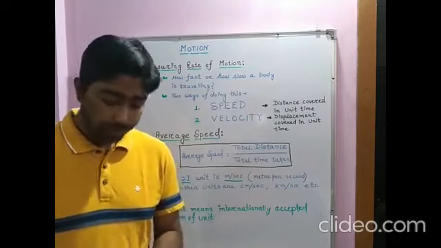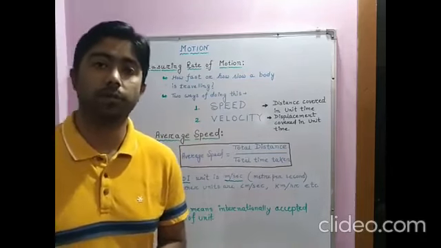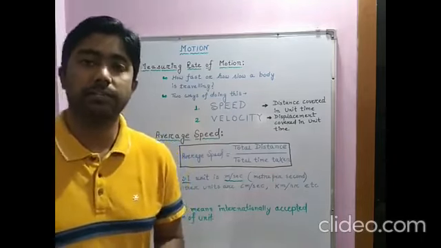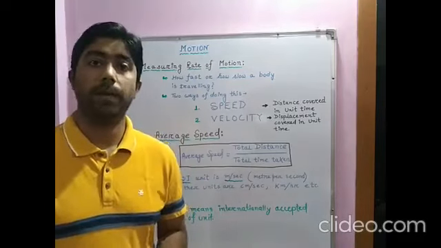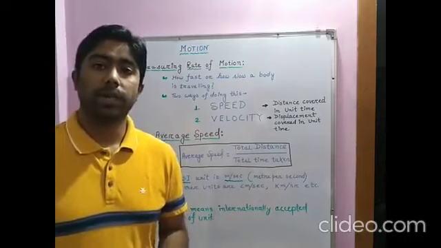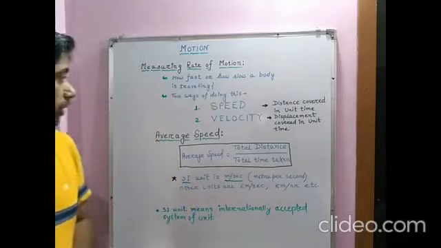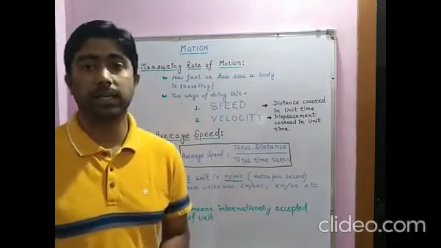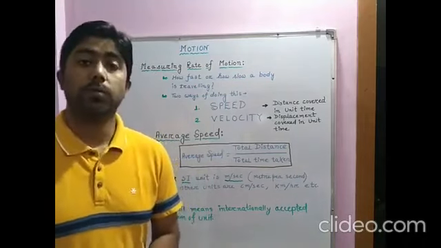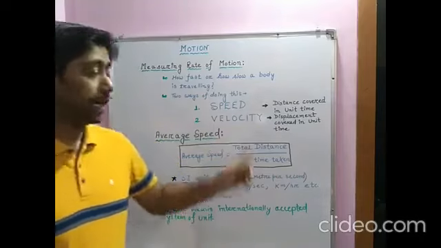Now we have simple ideas about a fast moving body and a slow moving body, but in scientific terms we need some quantities which can give us a clear idea about whether a body is moving fast or slow. So today we will start our discussion on how to measure this rate of motion. There are two ways of knowing whether a body is moving fast or slow, and the two parameters have been spelled out clearly here.